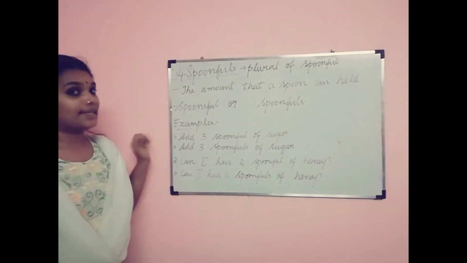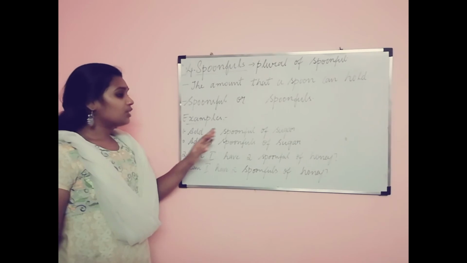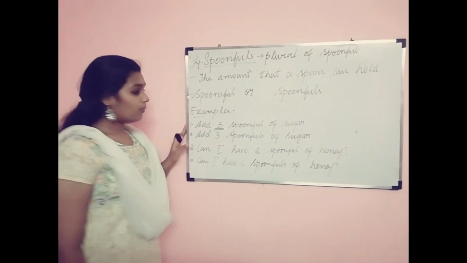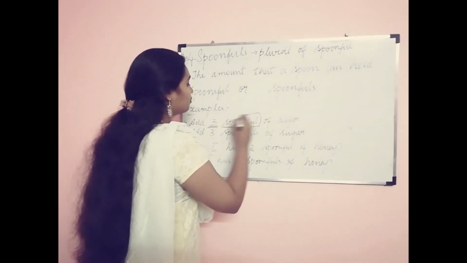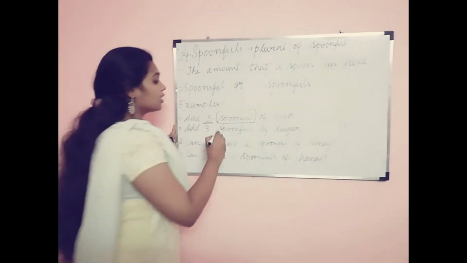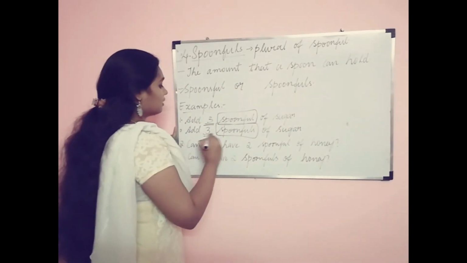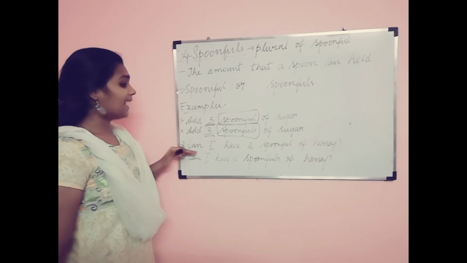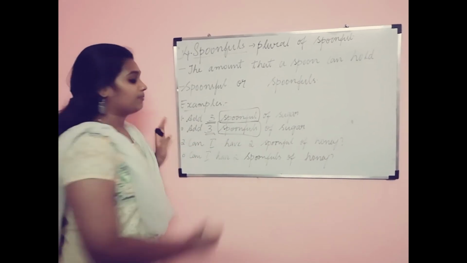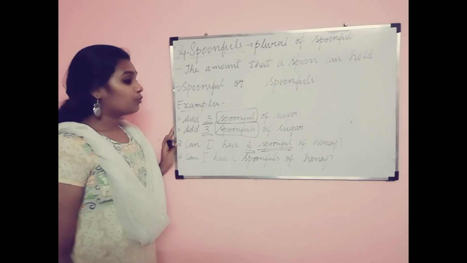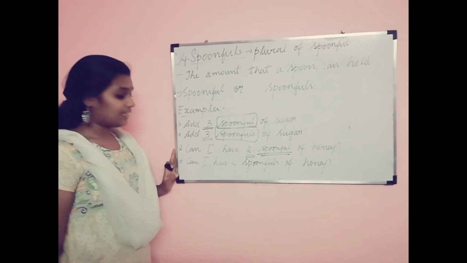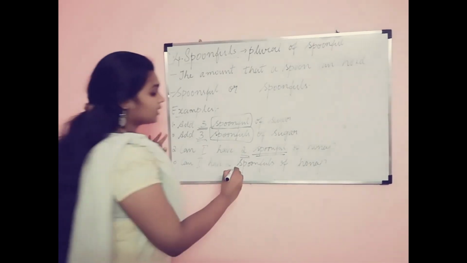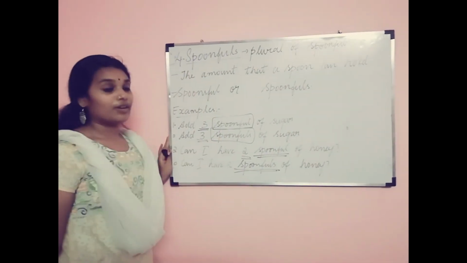Okay, a number of examples we'll check. Add 3 spoonful of sugar. Now you see 3, it's plural. So obviously instead of spoonful we're supposed to use spoonfuls. Add 3 spoonfuls of sugar. Similarly, can I have 2 spoonful of honey? Again 2 is plural. So the sentence has to be, can I have 2 spoonfuls of honey?